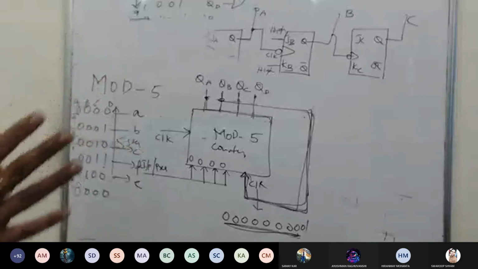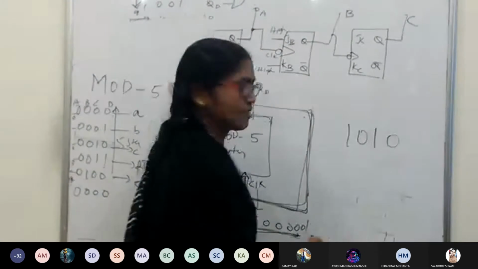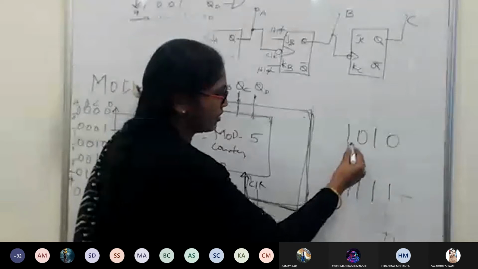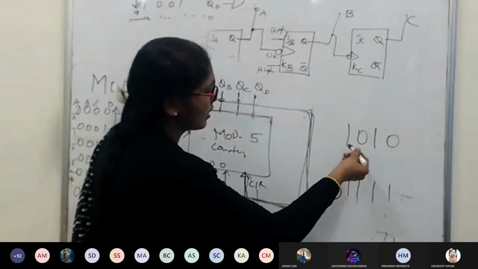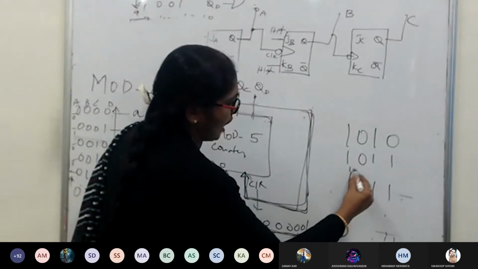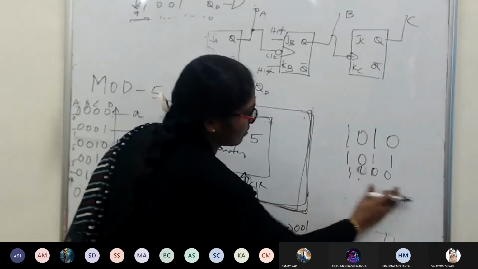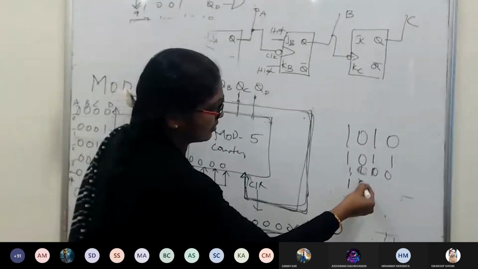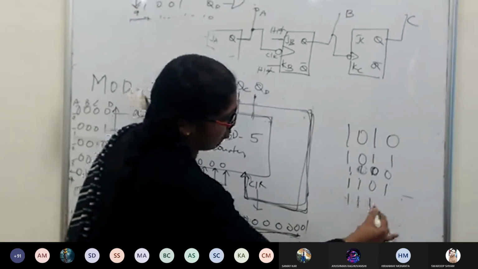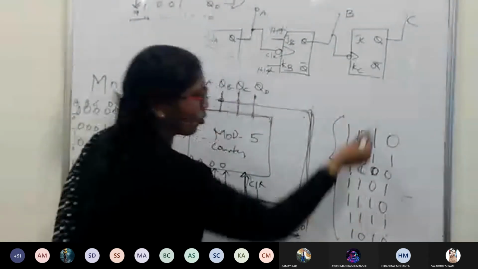Then you should question me, ma'am, which state will be the starting state. Okay. If my starting state is this, okay, my ending state is this. So this one should be generated 1010. Then what is this one? 8, 9, 10. Okay, 11. Then again 1010. Now I want only these states.